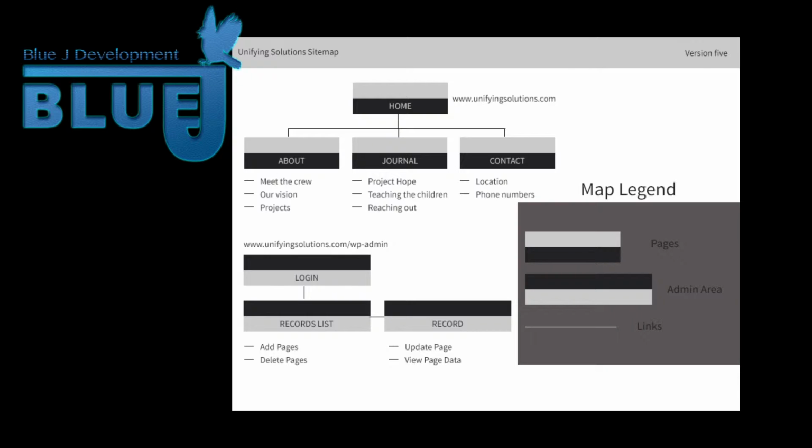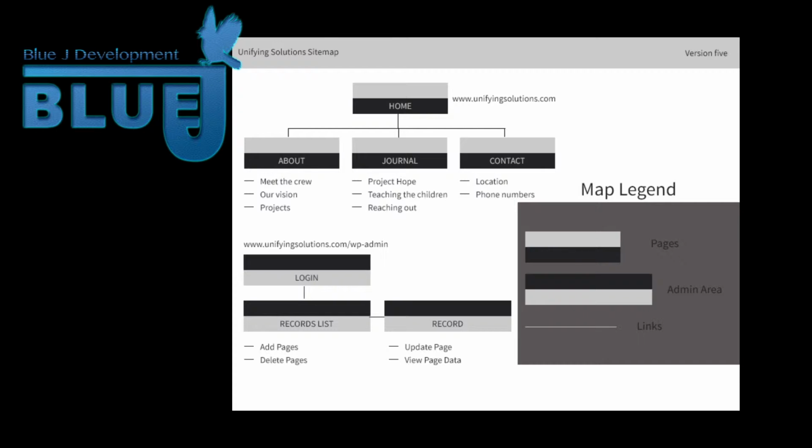So, take for instance, you're at the home page or main page of the site. From that page, you'll be able to get to the About page, the Journal page, and the Contact page. And from any one of those pages, the About, Journal, or Contact, you can get from one page to another, back to the home page as well.